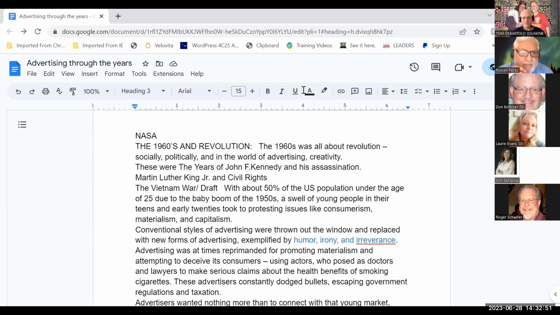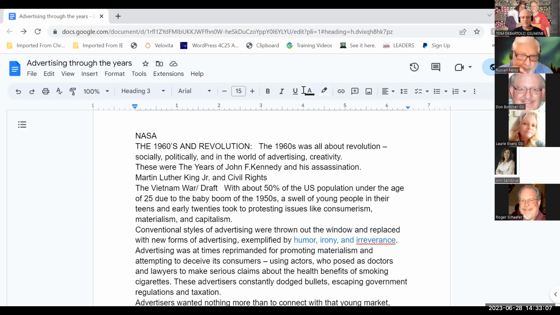And we have NASA as well. The race for space got involved there with Sputnik and being the first to the moon or the first in outer space. Then came, excuse me, the 1960s revolution.